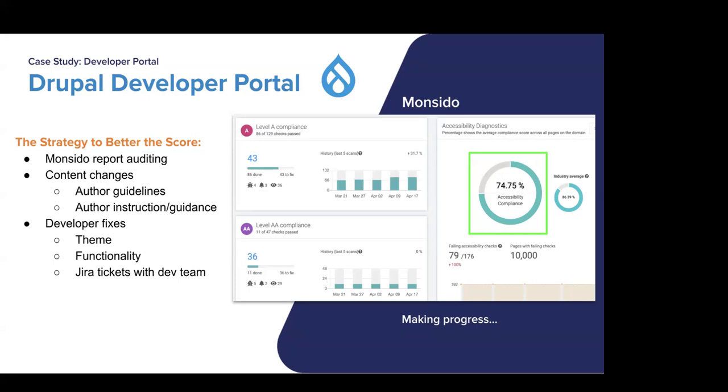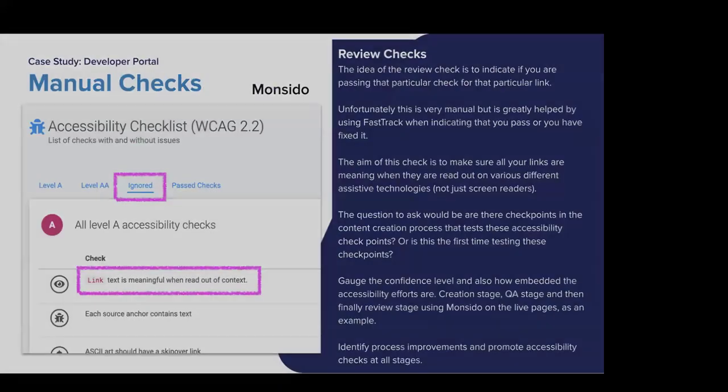And so you can play with and customize the checks from the reporting tool itself, right? So that's just one example. Generally, then you're going to want to go in and make the changes. Usually they're going to fall into one of two types of changes: content changes or developer fixes, right?